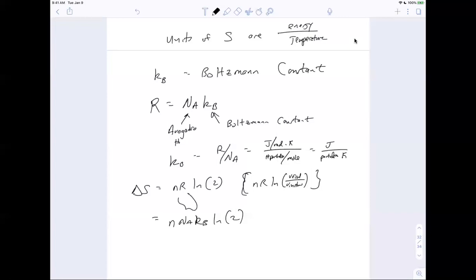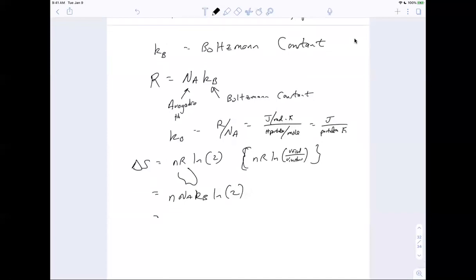Okay, right here is N a k_B. But what's N times N_A? N is the number of moles, and Avogadro's number is particles per mole, right? So this gives me M times k_B, natural log of 2.